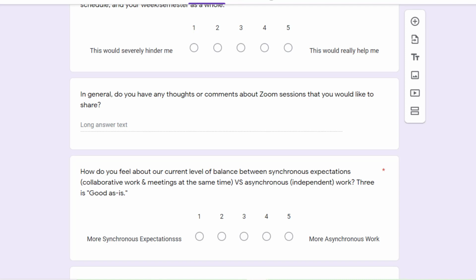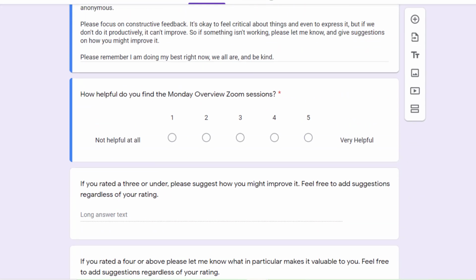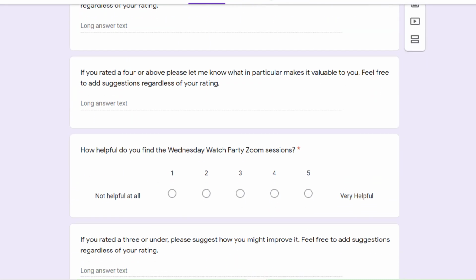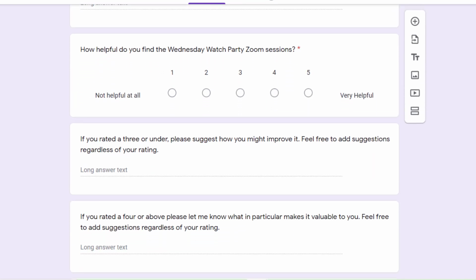So what did I find out from this? Well, I found out that students are really valuing the Zoom sessions. They are there, they are engaged, the ratings for all of these were in the 4s and the 5s, except for the watch parties. The watch parties were like 2s or 3s.